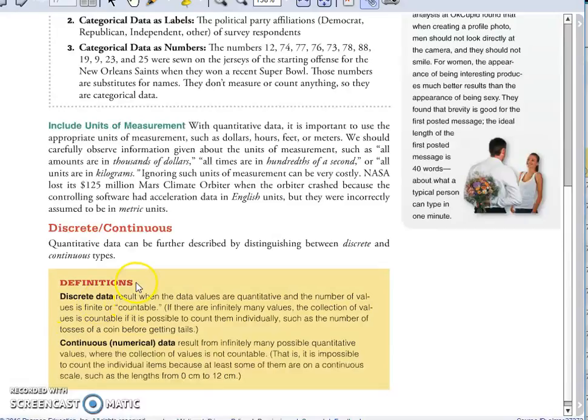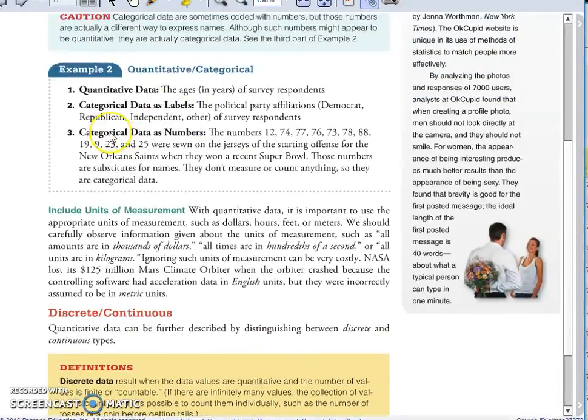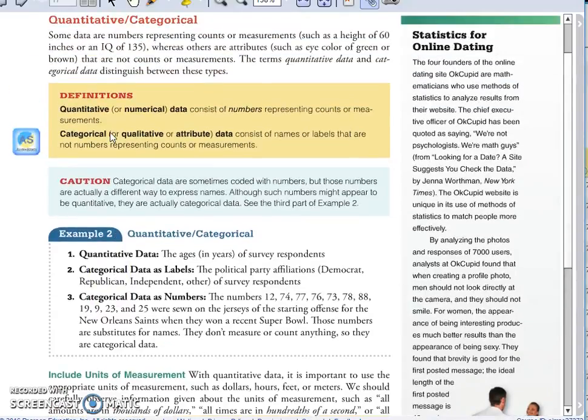Discrete data is going to be quantitative, and the value is finite or countable. And so that's where we're counting things. And quantitative, think about quantity. So think about numbers. Continuous is going to be infinitely many possible quantitative values. So again, quantitative, quantities, numbers. So the other thing is if I scroll up a little bit here, we are going to have quantitative or numerical data. That's going to be numbers, quantities and numbers.